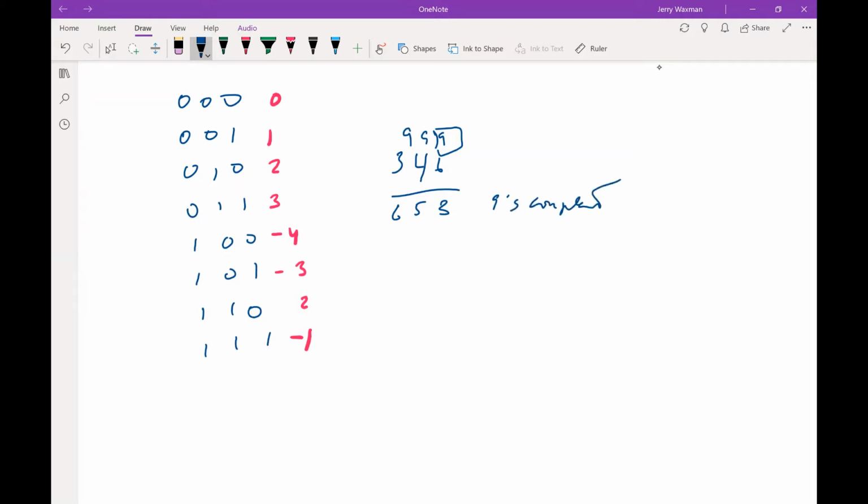And then to make the 10's complement, I simply added a 1. So 654 is the 10's complement. So the same idea applies when I'm dealing with binary numbers, except with binary numbers, since the digits are 0 and 1, the highest value I can get is a 1. So let's take a look.